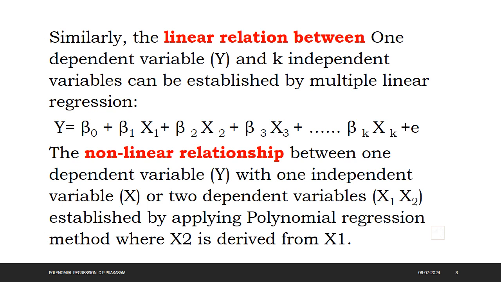If the relation between the independent and dependent variables is not linear, then a non-linear relationship can be established. That non-linear relationship between one dependent variable y with one independent variable x, or two independent variables x1 and x2, can be established by applying the polynomial regression method where x2 is derived from x1.